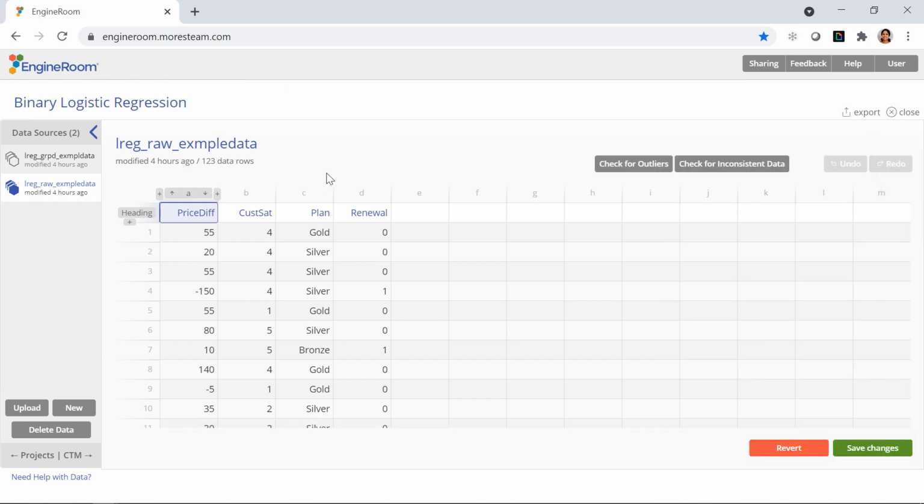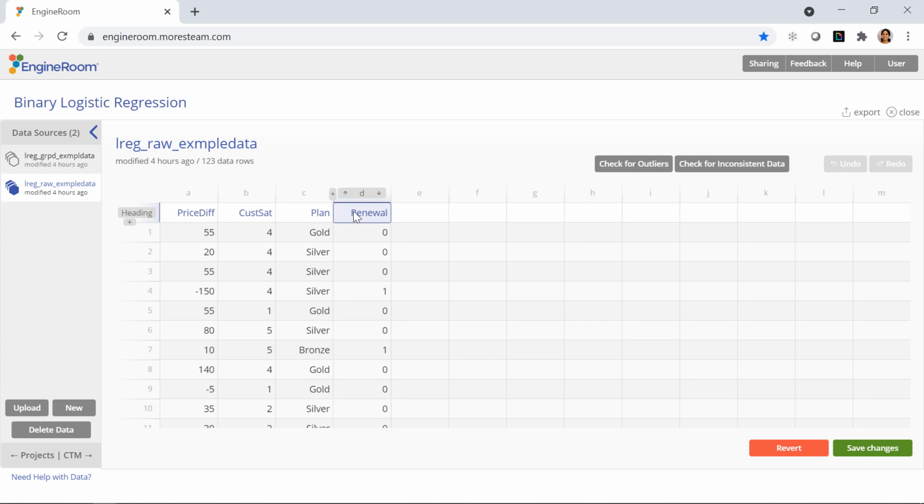An insurance company wants to determine at the 5% level whether or not a customer will renew their healthcare plan based on three predictors: the price differential of the current plan compared to the market benchmark, customer satisfaction ratings on a scale of 1 to 5, and the level of coverage labeled bronze, silver, and gold. The response is renewal, coded 1 if the customer renewed their plan and 0 otherwise.